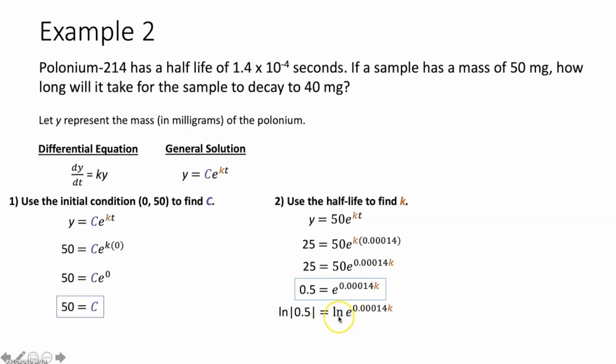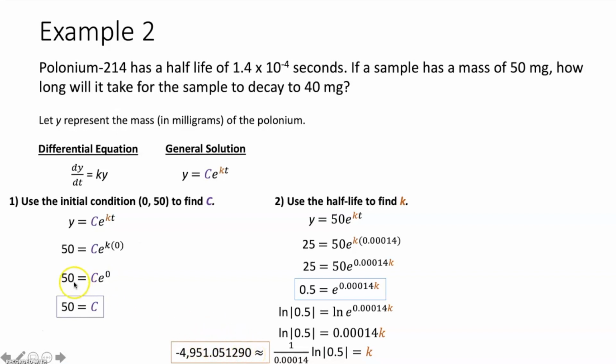ln of e, those two things cancel each other out. We just get this decimal times k is equal to ln of 0.5. We then solve for k by dividing both sides by this decimal right here. Plug this in our calculator. We get k is approximately equal to negative 4,951 point this decimal. Now notice that k is negative, indicating exponential decay, so it looks like we're doing it right.